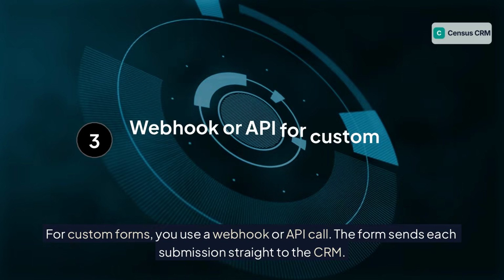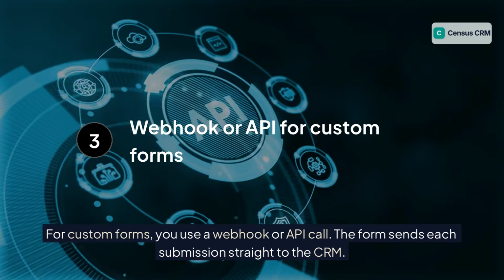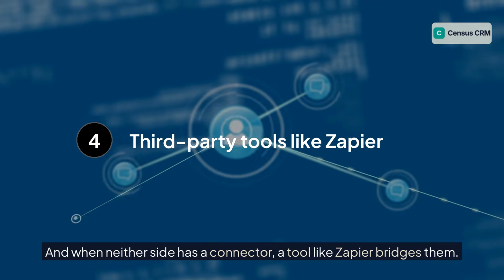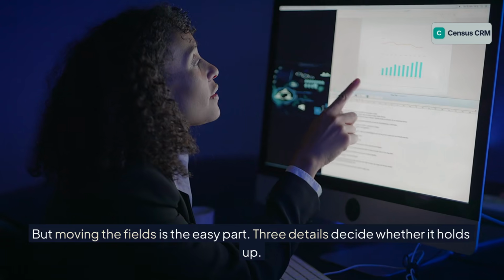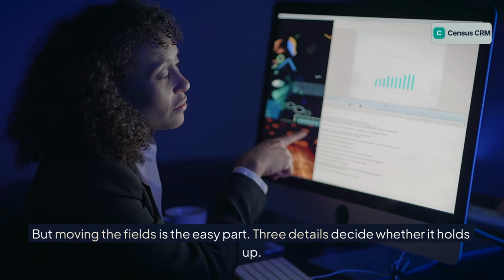For custom forms, you use a webhook or API call. The form sends each submission straight to the CRM. And when neither side has a connector, a tool like Zapier bridges them. But moving the fields is the easy part. 3 details decide whether it holds up.